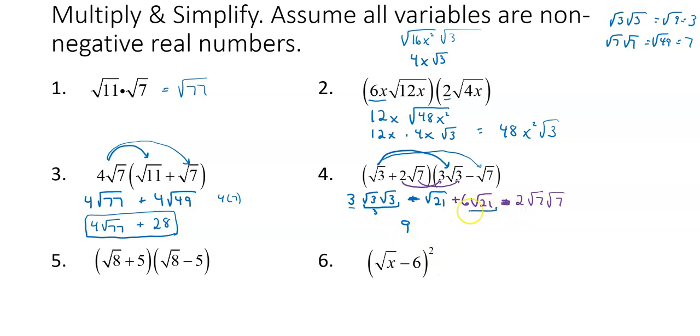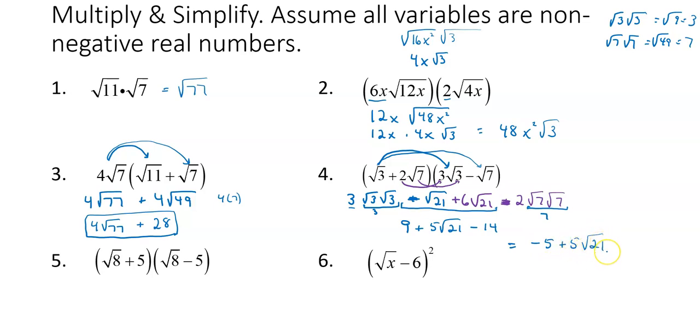Look at these two inside terms. They're both square root of 21s. I have a 6 square root of 21 and a minus 1 square root of 21. 6 minus 1 is 5. So I get a 5 square root of 21. And then over here, square root of 7 times square root of 7 is just 7. So negative 2 times 7, negative 14. Which means I can simplify this one step further and combine the two constants. So 9 minus 14 is negative 5 plus 5 square root of 21.